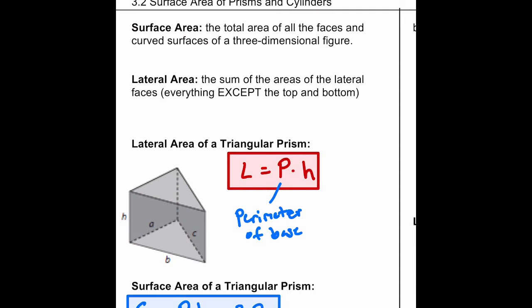And then the lateral area is the sum of all the lateral faces. So that's everything except for the top and bottom. So the lateral area is just part of the surface area. Surface area includes everything. Lateral area, just everything around the sides there.